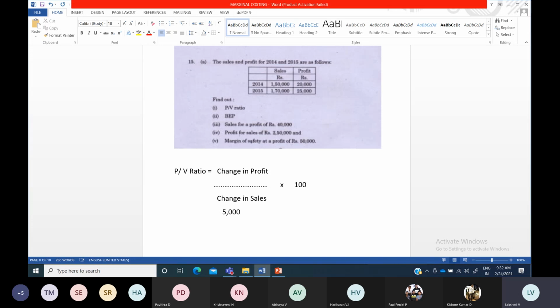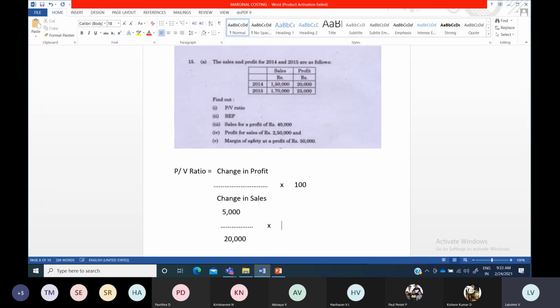So 5,000 is your change in profit, and your change in sales will be, again, the difference between these two years. So 1,70,000 minus 1,50,000, if you do, you'll be getting around 20,000. So this will be our change in sales. Now into 100 you have to do.